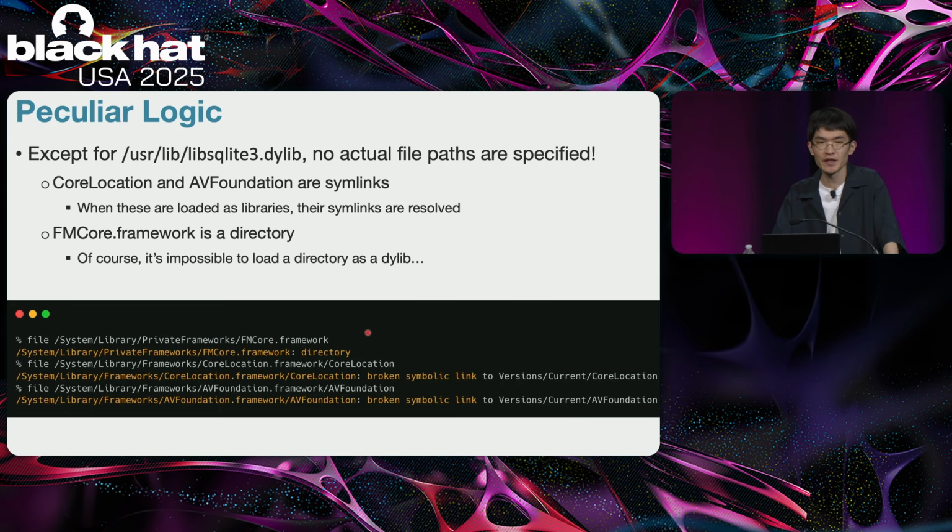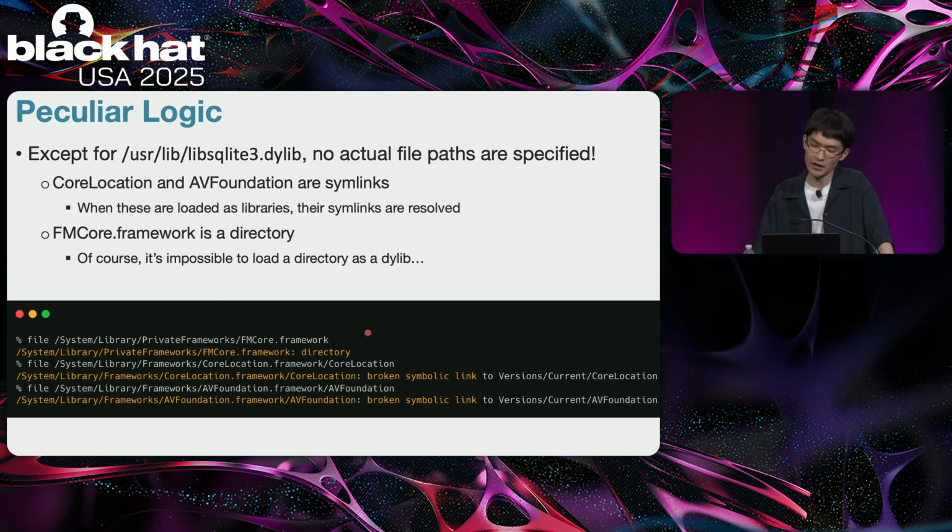When I look at these paths, I notice something strange. Except for libSQLite3 dylib, the others don't point to real files. For example, CoreLocation and AVFoundation are just symlinks. When these symlinks are loaded, their path gets resolved, so the loaded library scanner should specify the resolved path.